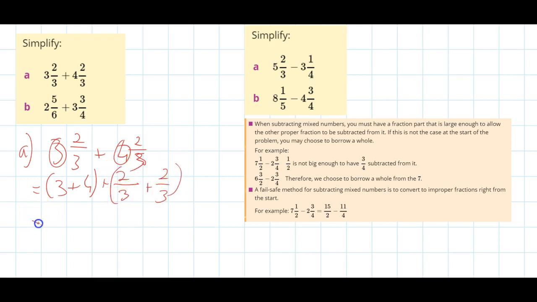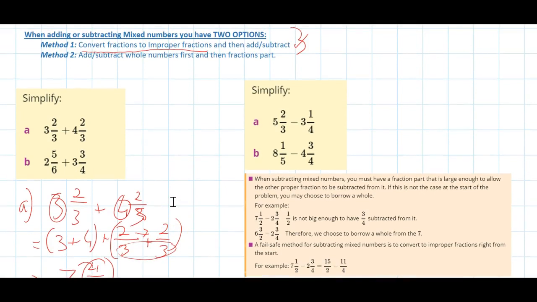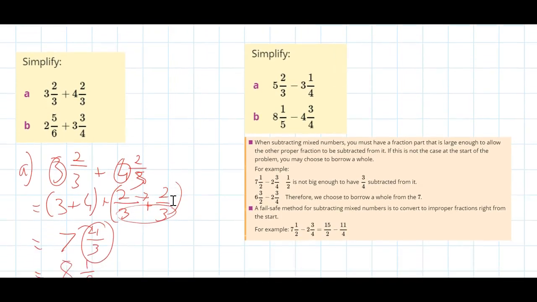Now all I have to do is simply add the two different parts together. So I have 7 whole, and then now I have the same denominator, so all I need to do is add these two numerators together, which will give me 4/3. Now again, at the end, always make sure that you simplify. So I have an improper fraction here, so I'm going to add that to my whole number. So now I have 8 and 1/3. So that's how you can do method 2, where you add or subtract the whole numbers first, and then you separate it and do your fractions part.